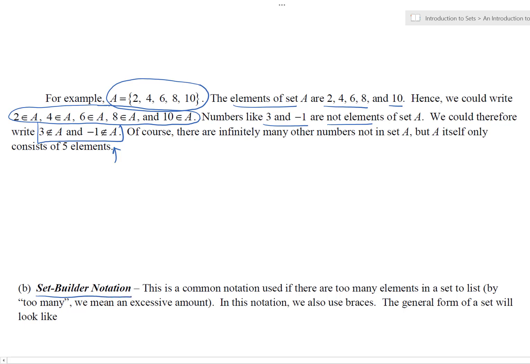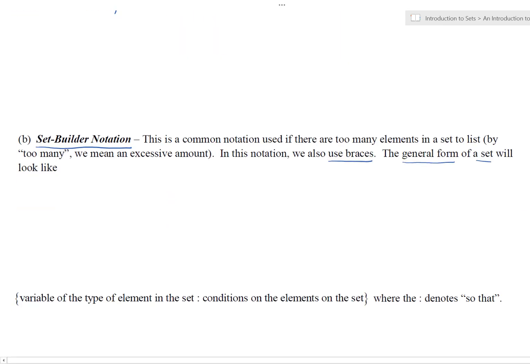And like I said, this is a good notation. You could always use it in any circumstance, but it's most commonly used when you have an excessive number of elements in the set. It's just not feasible to list them all out. We're also going to use braces in this notation. That's why it's in this discussion. The general form of a set using set builder notation looks like this.